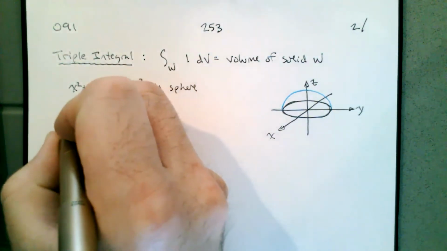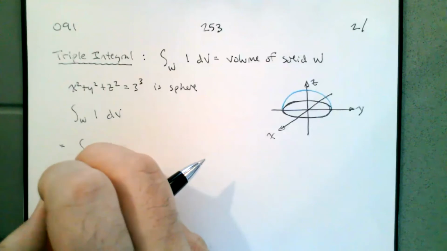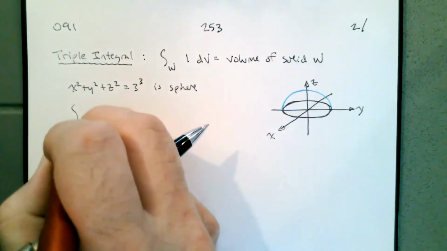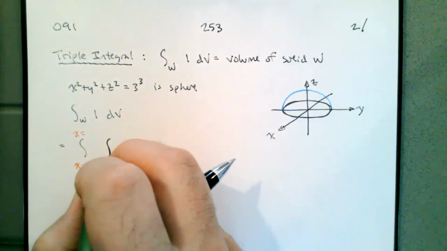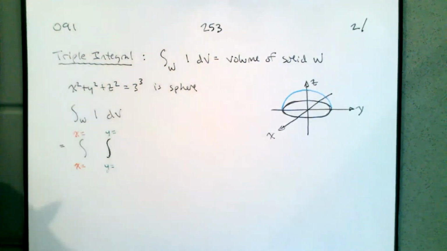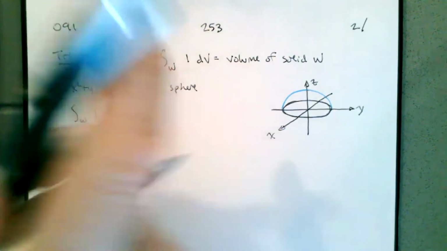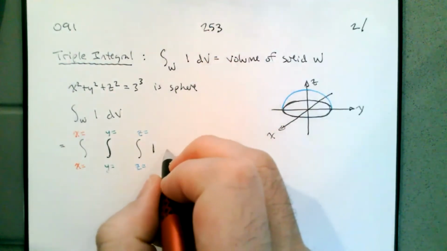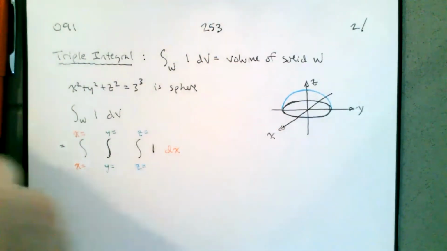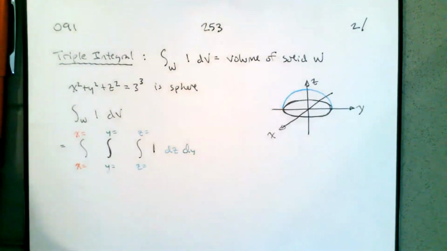So our integral of the function 1 dV is going to be a triple integral. What's x between? What's y between? And what's z between? But instead of integrating some funky function, we're just integrating the function 1 because we're going after a volume. And I've set my dV up as a dx, dy, dz. Nope, I've set it up as a dz, dy, dx. I always think of them going the other direction. So this is a dz, dy, dx.